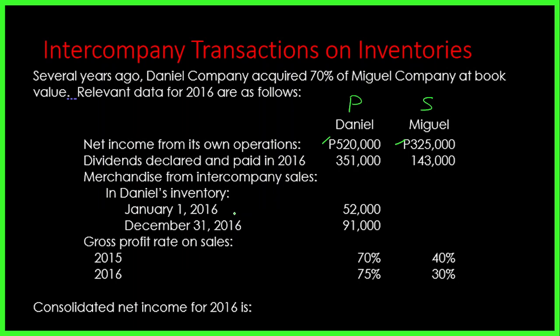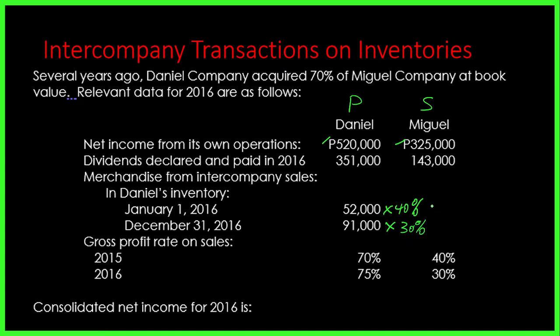this was purchased last year, 2015. So, we are going to use the gross profit of last year. And since it's the subsidiary selling to the parent, we use the gross profit of the subsidiary last year, which is 40%. So, we multiply that by 40%. Okay. Now, for the deferred gross profit, we multiply this by your gross profit for this year, 2016. Again, no, this one came from subsidiary. Okay, so you use the gross profit for this year, which is 30%.